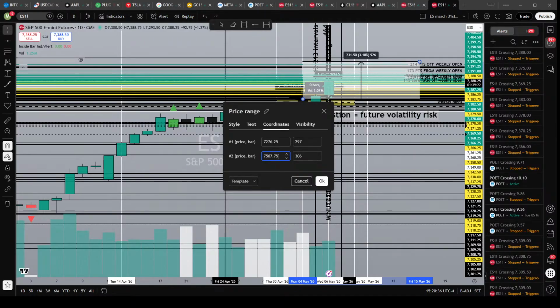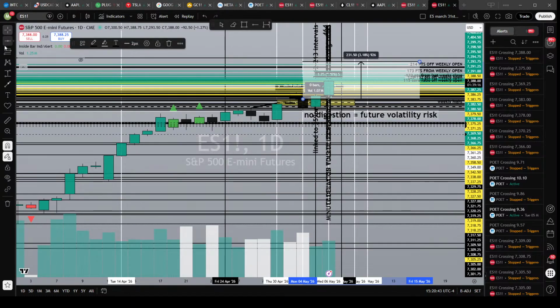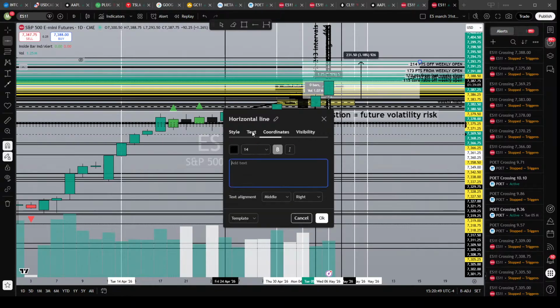Which is insane. This area here is like the 230 points off weekly open, which is also 100 points off where they held lows. 230 points off weekly open. Okay.